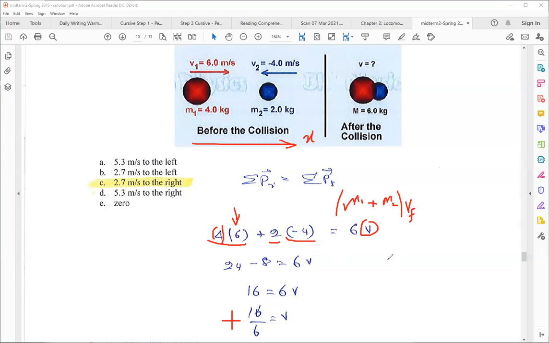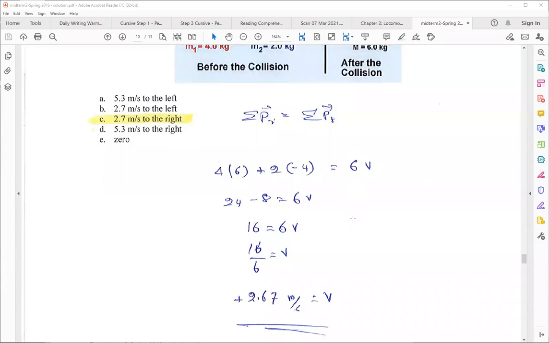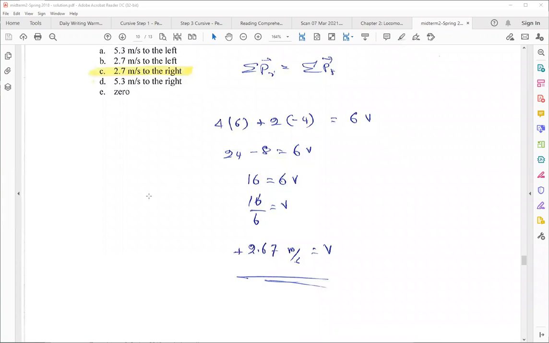If we found a negative value, that would mean we're dealing with an object or a velocity that is pointing to the left. Here in this case, it will be positive, so it's pointing right.